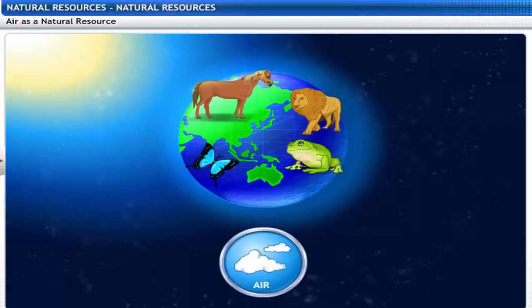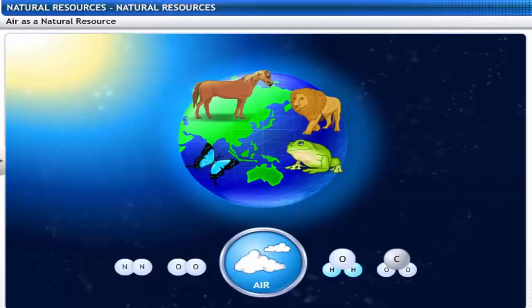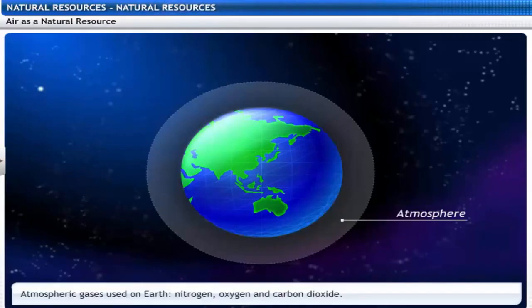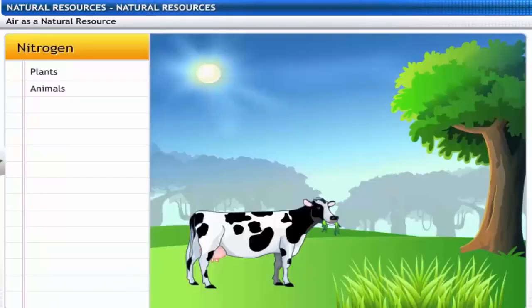Air is a mixture of gases like nitrogen, oxygen, carbon dioxide, and water vapor, which support life. Let's now focus on the atmospheric gases that are used on Earth, like nitrogen, oxygen, and carbon dioxide. Nitrogen is used to produce a number of organic molecules like proteins. Nitrogen is fixed in plants and is transferred to animals through the food chain.